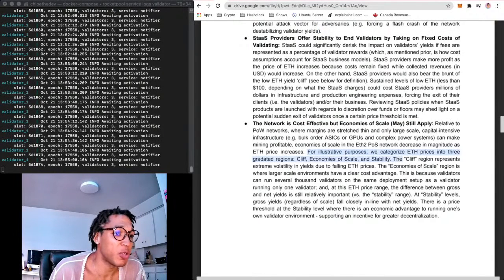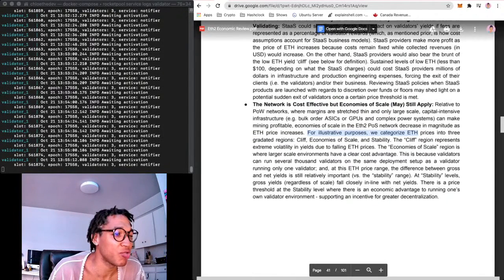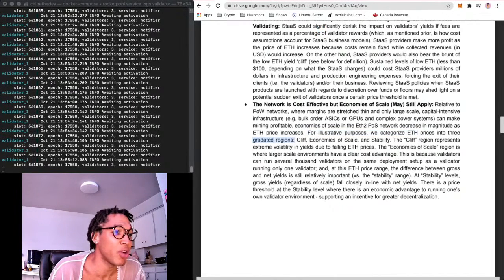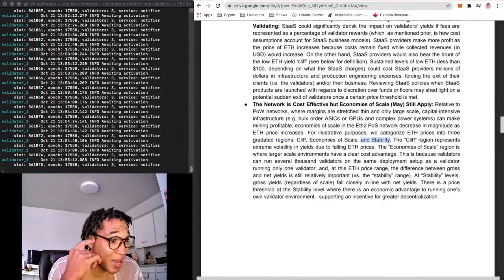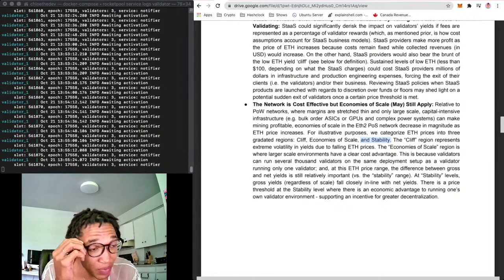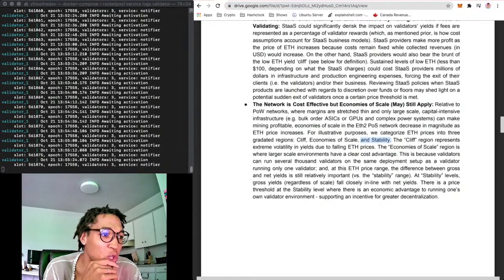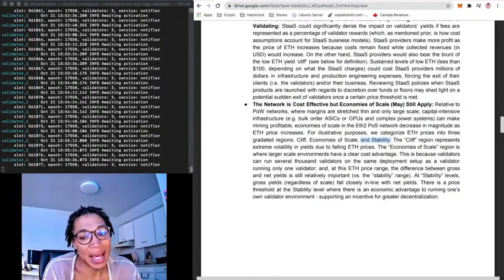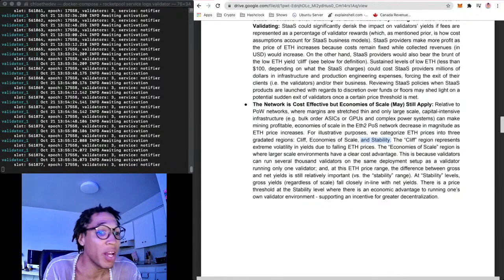For illustrative purposes, we categorize ETH price into three graded regions: cliff, economies of scale, and stability. Stability is where we want to be, probably. The cliff region represents extreme volatility in yields due to falling ETH prices. The economies of scale region is where larger scale environments have a clear cost advantage. That's where ETH price is low, and running a node on your own doesn't make sense.